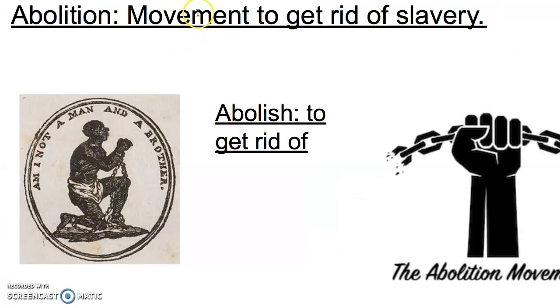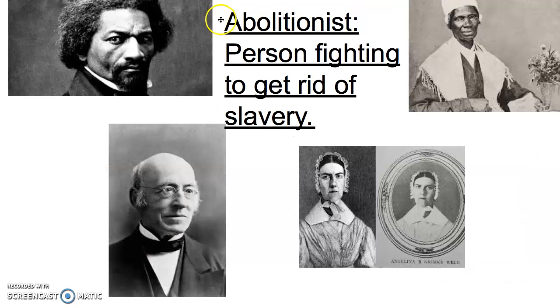So abolition is a movement to get rid of slavery, and the root word of abolition is abolish, to get rid of. Make sure you're pausing and writing these in your notebook. Somebody who's trying to get rid of slavery is called an abolitionist. These are famous abolitionists. This is Frederick Douglass, Sojourner Truth. These were 2 former slaves. We have William Lloyd Garrison, the Grimke sisters, all fighting to get rid of slavery in the United States.